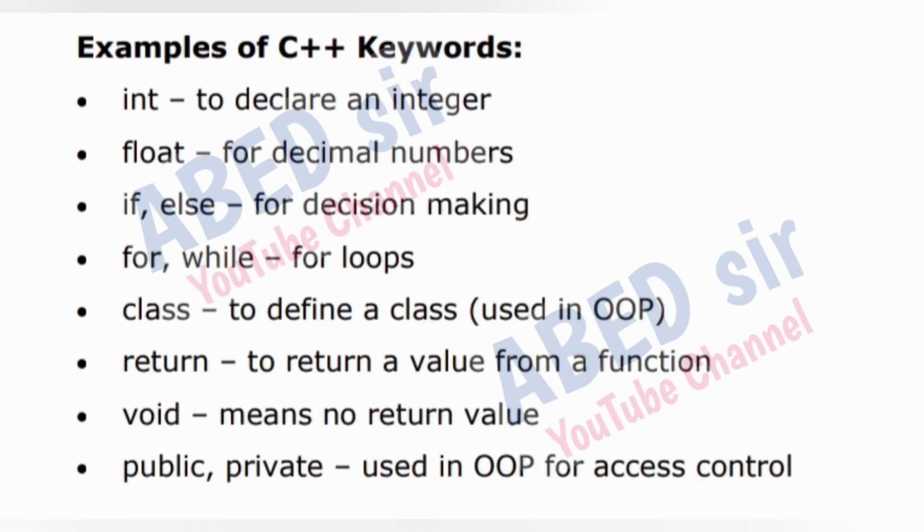Examples of C++ keywords. int to declare an integer. float for decimal numbers. if-else for decision making. for, while for loops. class to define a class used in OOP. return to return a value from a function. void means no return value. public, private used in OOP for access control.